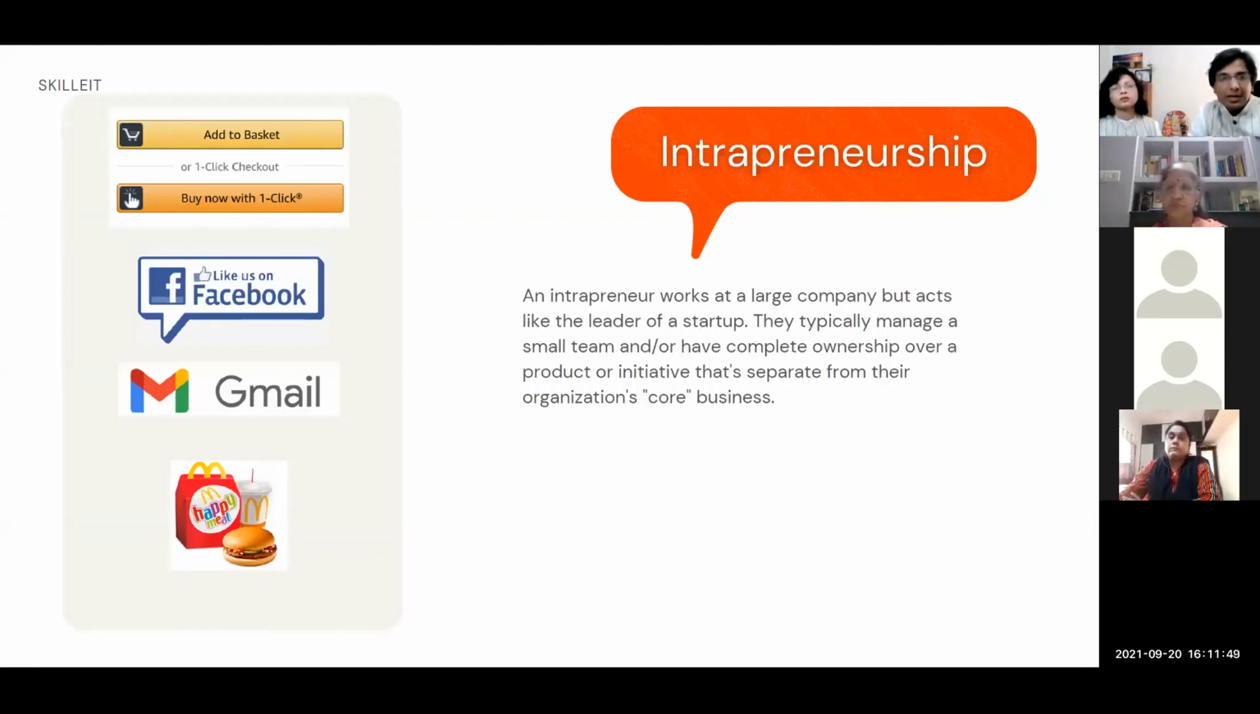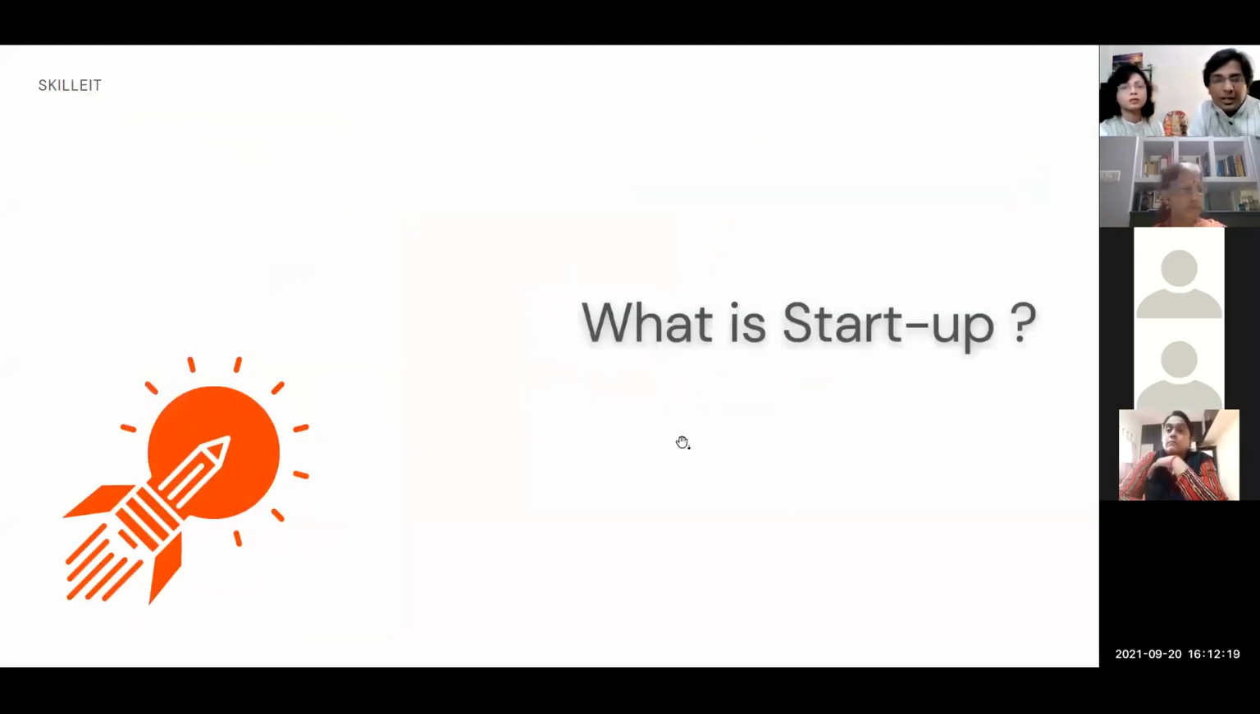One good example outcome was the Facebook Like button, which was built by this kind of team. Gmail was developed by the same kind of team, not by the main core team which was supposed to bring innovation. The Happy Meal at McDonald's was brought by an entrepreneur like that. The add to basket button, buy now with a click. These are all people who are entrepreneurs but working in an organization. So that is a difference you should always tell and share with the students.